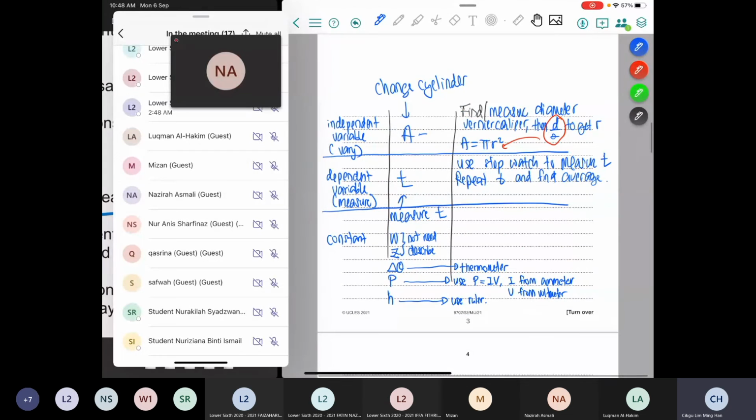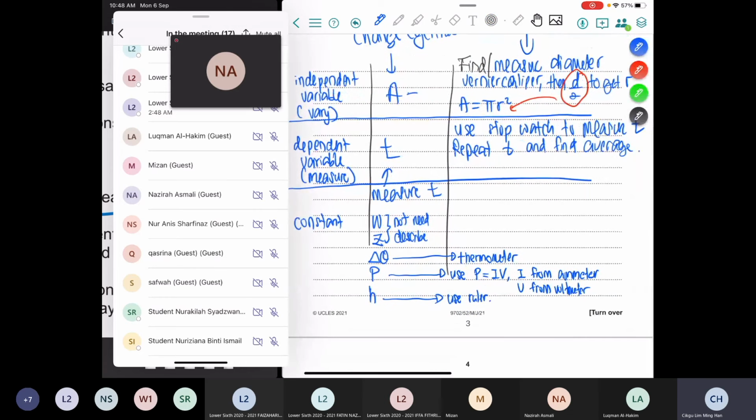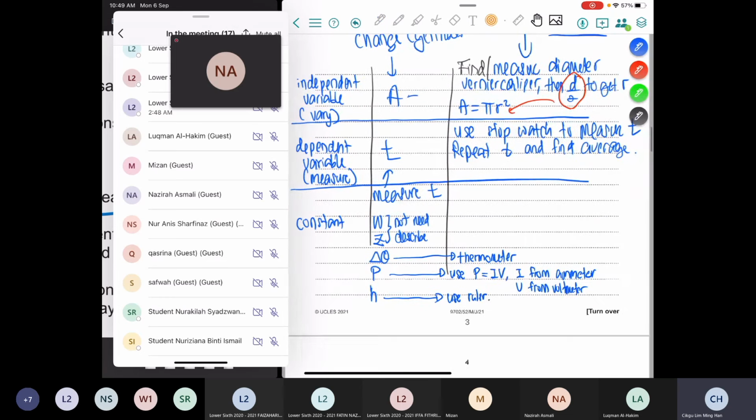So over this side here, you describe how to measure. So on this Thursday, you think of this table. You make a table that looks like this. You have all these variables here, and then you describe every one of them.